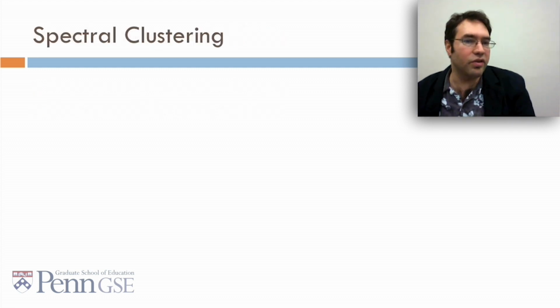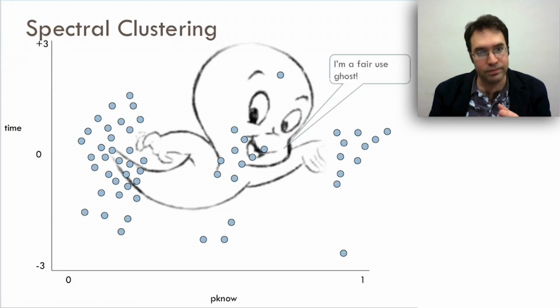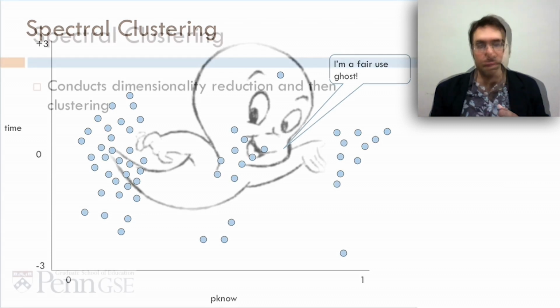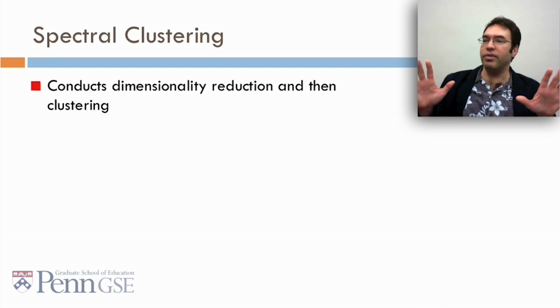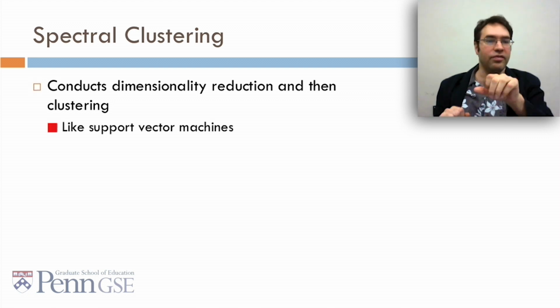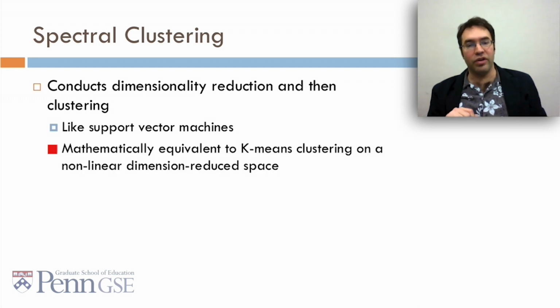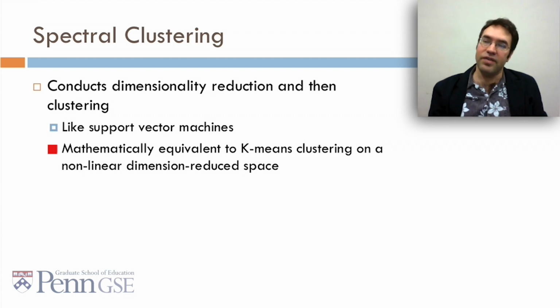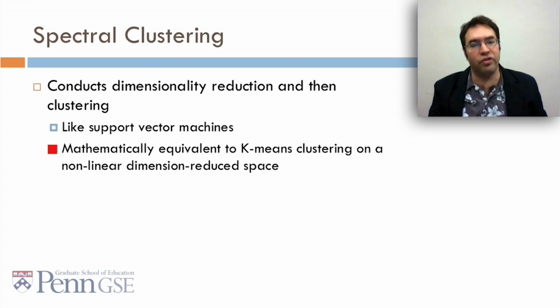Another advanced clustering algorithm is spectral clustering. And here we see an example of spectral clustering. In spectral clustering, we conduct dimensionality reduction, which an example of that was fast correlation-based filtering, but we'll also talk about factor analysis later in the week, and then we conduct clustering. This is in fact extremely analogous to what support vector machines do. And it's mathematically equivalent to doing k-means clustering on a nonlinear dimension-reduced space. If that's gibberish, don't worry about it. Basically, the idea is that spectral clustering collapses your dimensions. Let's say you have 90 dimensions, it collapses them into 4, and then clusters in those 4 dimensions.